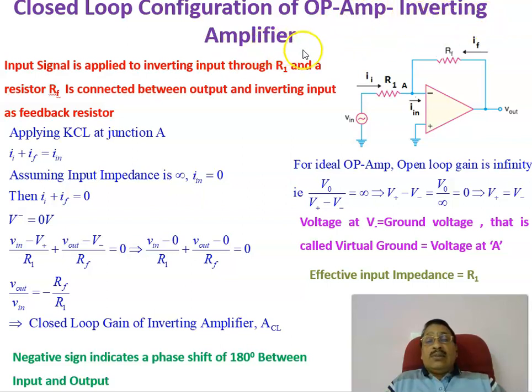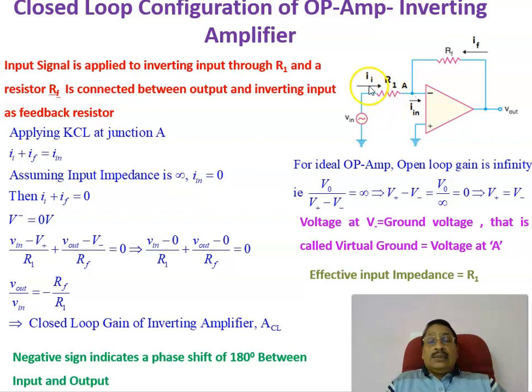That will be inverting the signal, that is amplification as well as inversion is also taking place. Therefore, this is an inverting amplifier in which the signal to be amplified is given to the inverting terminal through an input resistance R1, and from the output there's a feedback resistance RF that is connected to the inverting input, and non-inverting input is grounded.